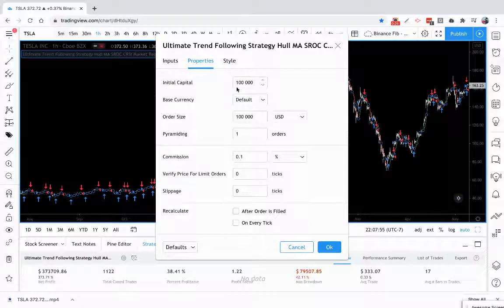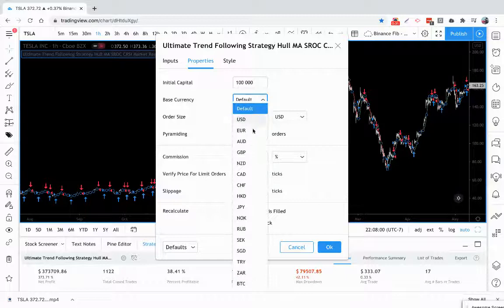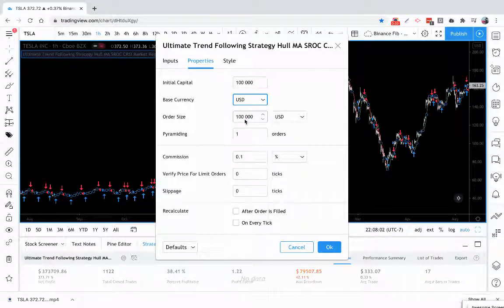However, we're going to go to our properties tab, and you just want to set the amount of initial capital you're using to trade, what your base currency is, and what your order size is per trade. If you want to use a fixed amount, or maybe a percentage of equity so you can position size, let's say you want to use 100%. You can set that to 100% instead of a fixed position size. You can use whatever you like. There's no pyramiding in these strategies, at least not built in, so we won't have that.